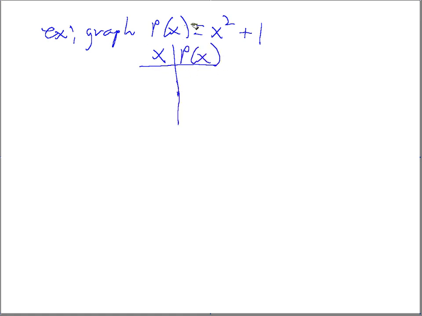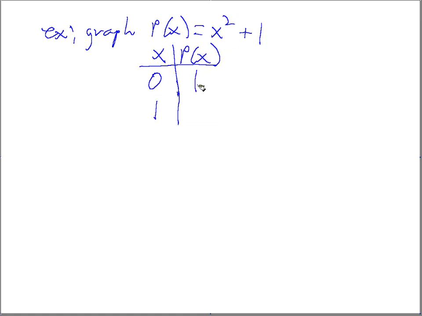We're picking, just like we did for linear functions, any x to plug in and work out to get the y value. So let's pick x to be 0, for example. If I plug in 0 for x, so 0 squared plus 1, that's just going to be 1, because 0 squared is 0.